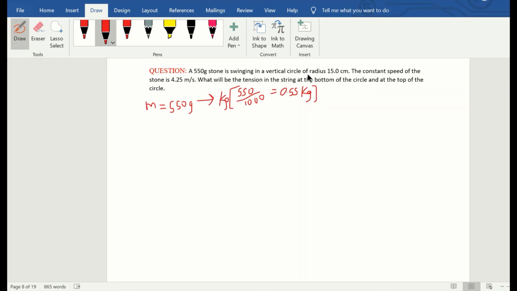Okay, so we are given the radius. Radius is 15.0 centimeters. Remember, we have to convert centimeters to meters. To do that, we divide by 100, so 15.0 divided by 100. That gives us 0.15 meters. Okay, we are given the speed. Our speed is given as 4.25 meters per second.